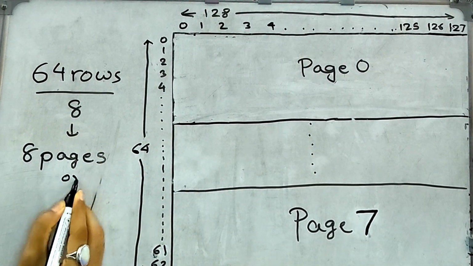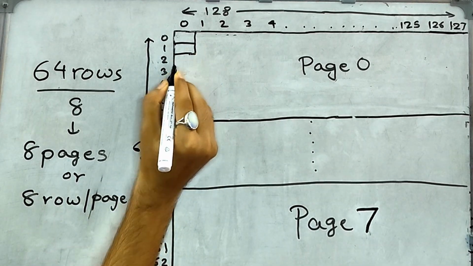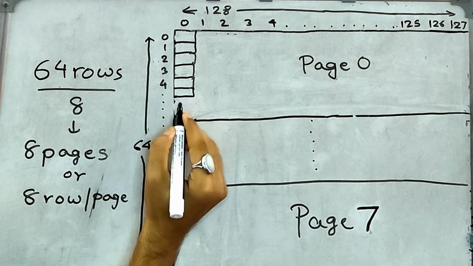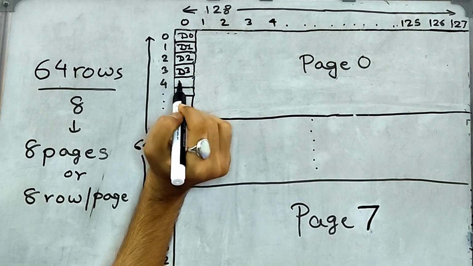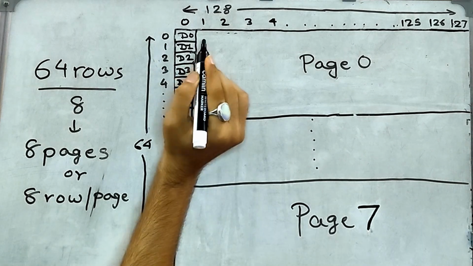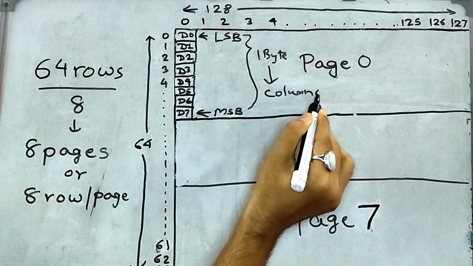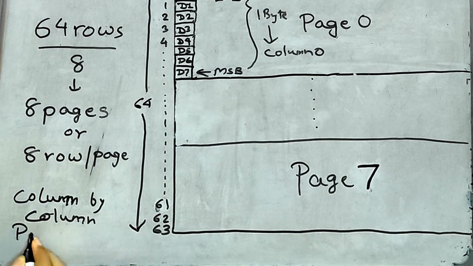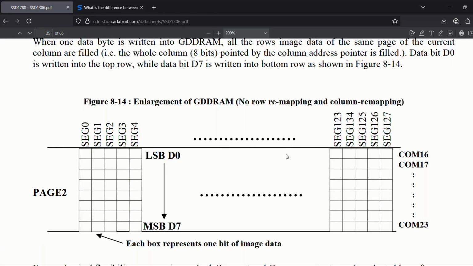When we send SPI data to this display controller from our MCU, the data is written column by column, page by page. Within each page, the bits of each byte of SPI data represent pixels vertically. That is, D0 of our data corresponds to the top row in that page, and the D7 bit corresponds to the bottom row of that particular page. You can also see this clearly in the diagram which is shown here.